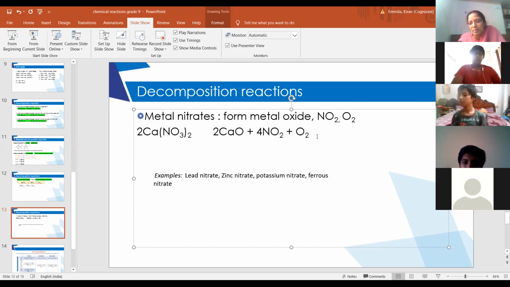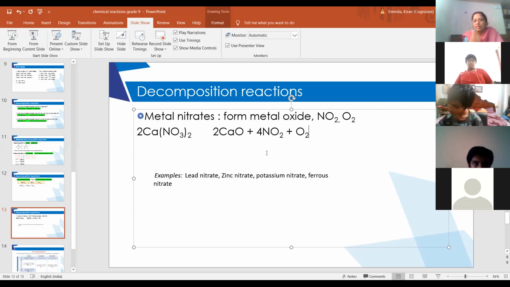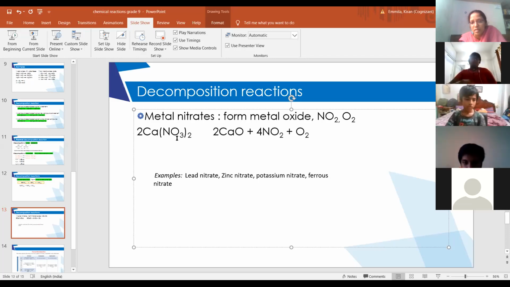Now is it balanced? Yes, ma'am. 4 twos are 8, 9, 10, 11, 12. 3 twos are 6, 6 twos are 12. 2 calciums and 4 nitrogens. Now see it, I think it's balanced. 3 twos are 6 oxygens. In total 12 oxygens. On the right hand side we have 2 oxygens, 4 twos are 8 oxygens, 8 plus 2 is 10, 10 plus 2 is 12 oxygens. Nitrogen is also balanced, calcium is also balanced, right?